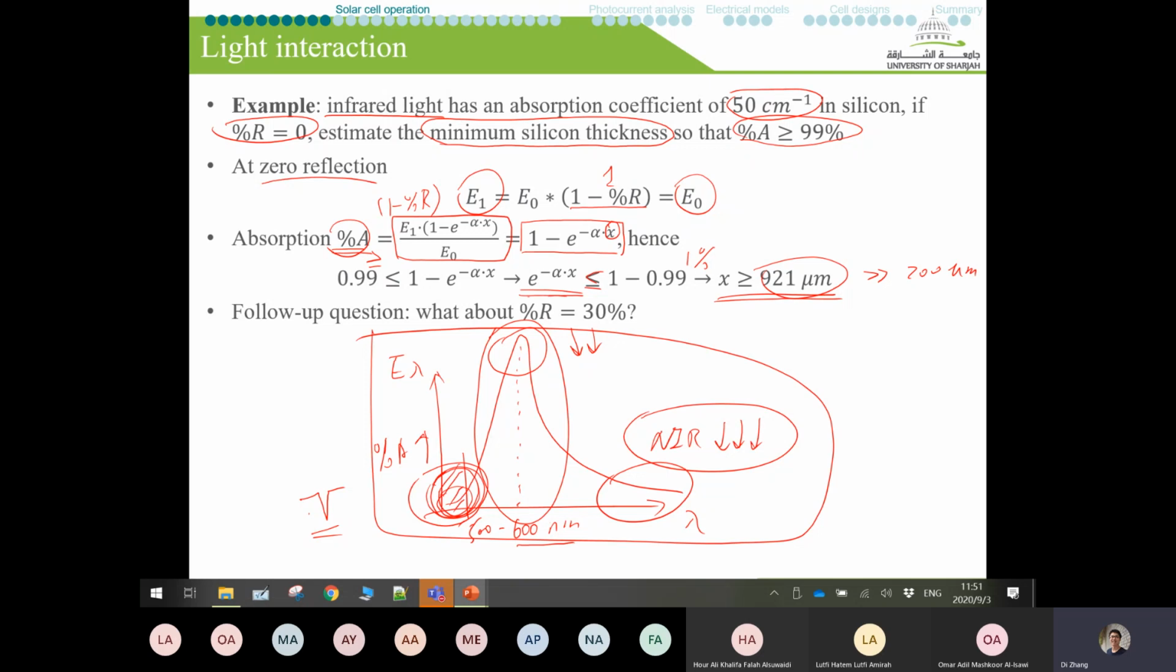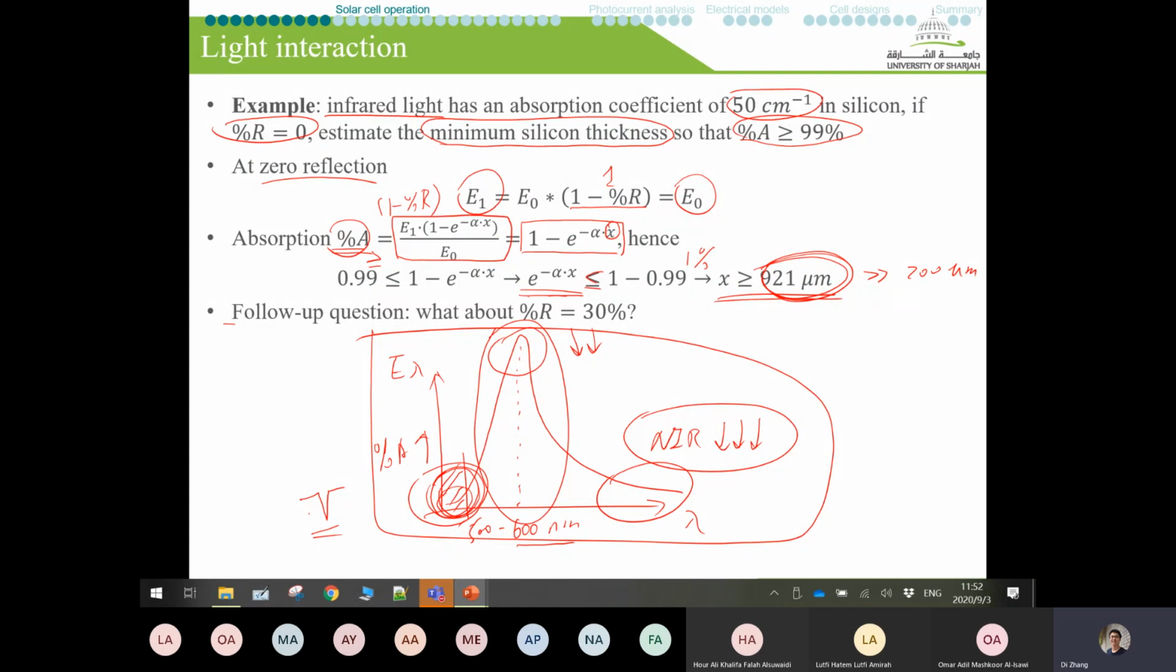Okay, so for the infrared light, if we want to absorb most of the infrared, you can see that we have to build a very, very thick solar cell. But going back to what we mentioned before, if you build a 900 micrometer thick solar cell, your electrical performance is going to be very poor. Okay, you are going to suffer a lot of recombination losses. You are going to suffer a lot of diffusion losses. So, that is the reason why even though potentially we can absorb the infrared light, in practice we're never going to build a very thick solar cell. Okay, so this is the reason for this.